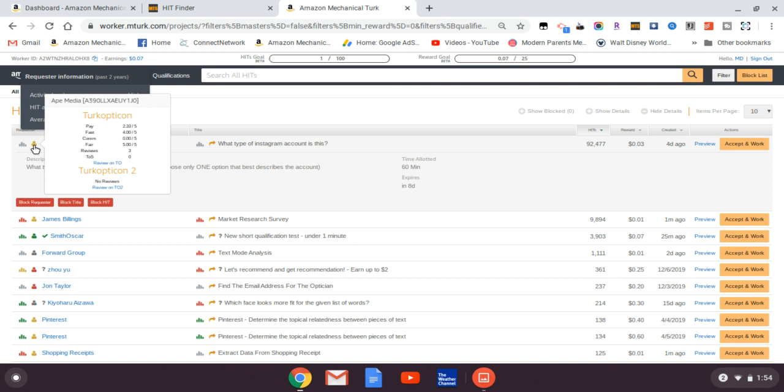So I'm looking at that, I'm looking at Turk Review, and then here I'm looking at Turk Opticon. My analysis is exactly the same as it is with HitFinder. I'm looking at the various categories, how many reviews they have, and what their average rating is. In this case, I see pay is about 50%. Fast looks good and fair looks good on 3 reviews. So this is something I might take a chance on, because they seem to have a pretty quick turnaround time.